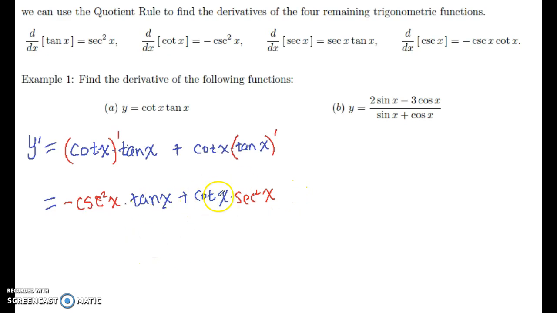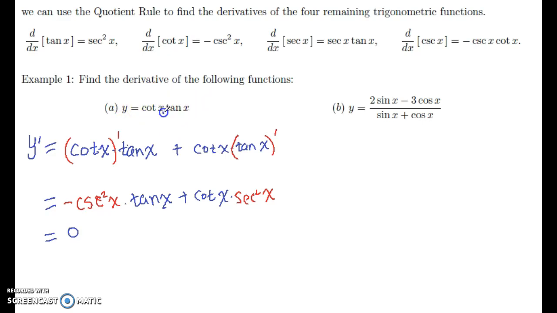Now you might be able to do transformation, but you don't have to. You can just leave it this way. It is equivalent to 0. Why is that? You can think of it another way. Take a look at this function, y. It's cotangent of x times tangent of x.